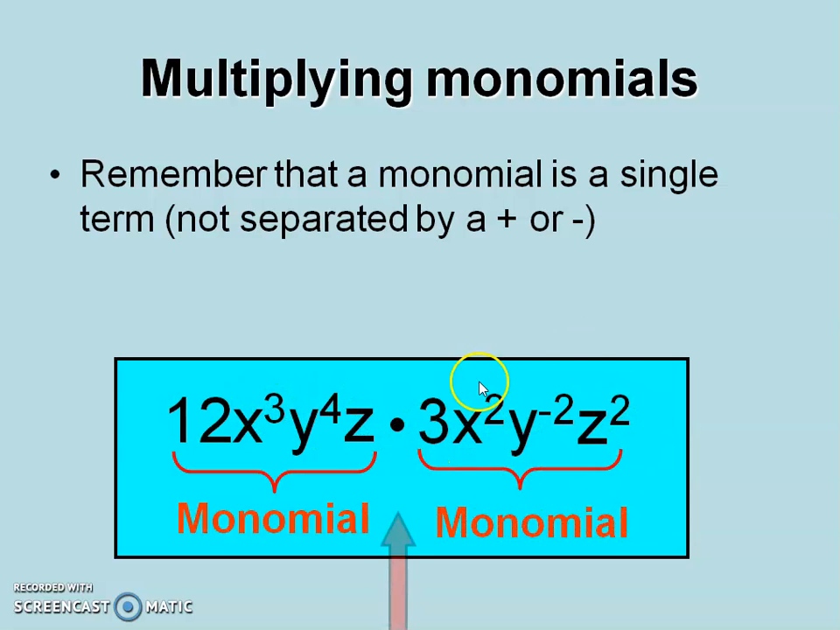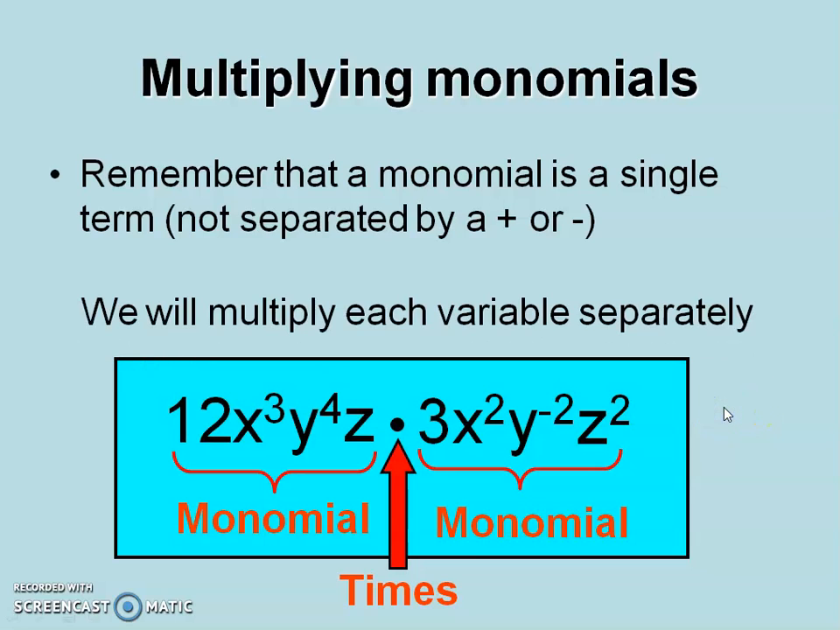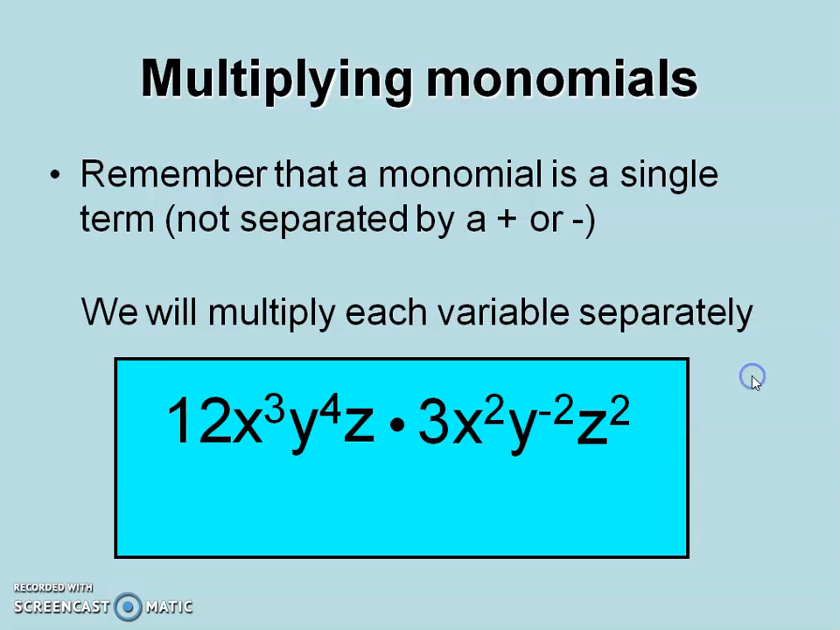So if you look at the breakdown of what we have in this expression, this guy's a monomial, this one's a monomial. That dot is the expression that we use for times instead of an x, so things don't get confusing because x happens to be one of the variables here. When we multiply these together, the way we do that is to multiply each variable separately and to multiply the coefficients times each other. So in this case, we'd multiply the 12 times the 3, those are the two coefficients.